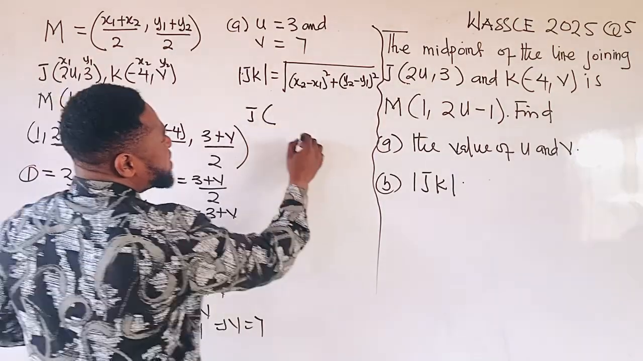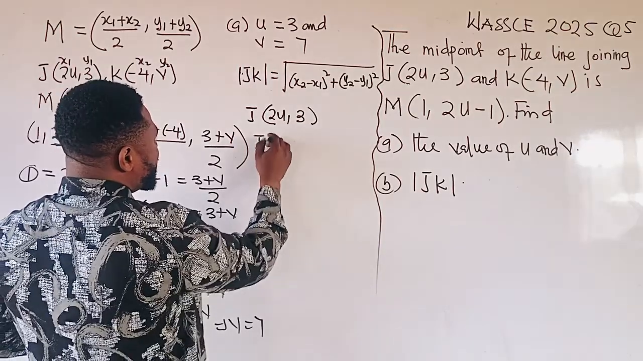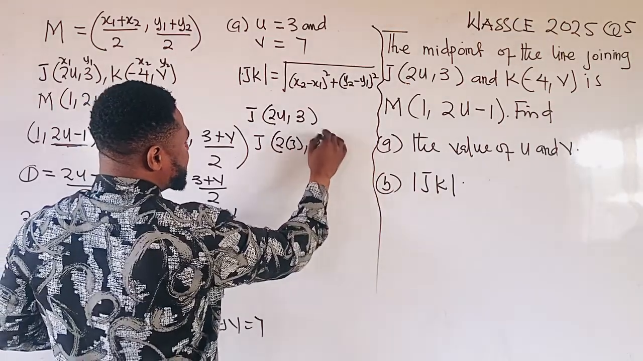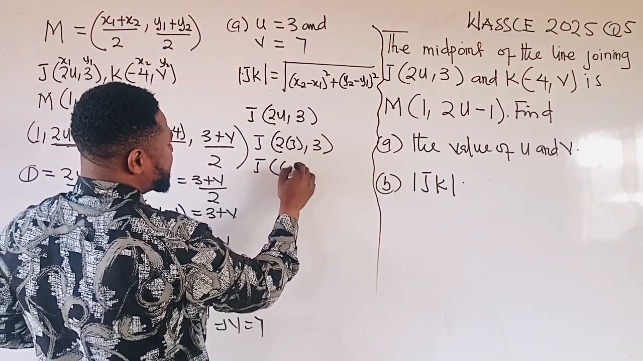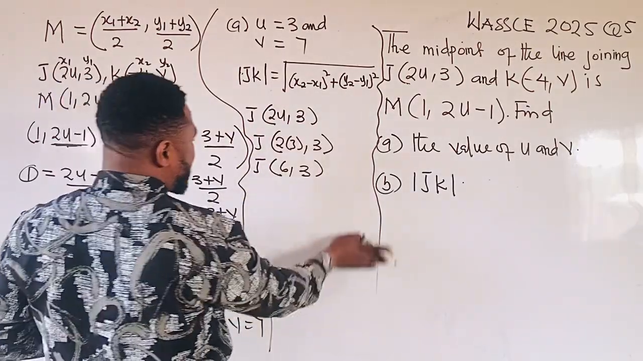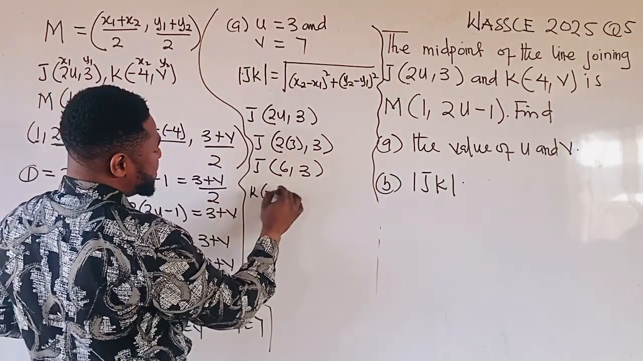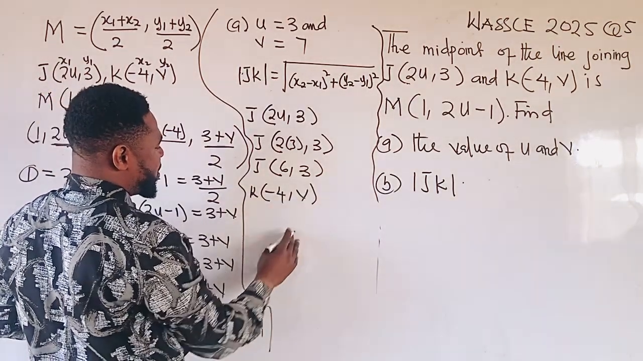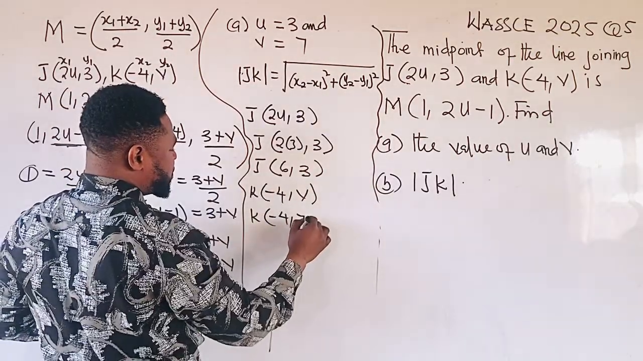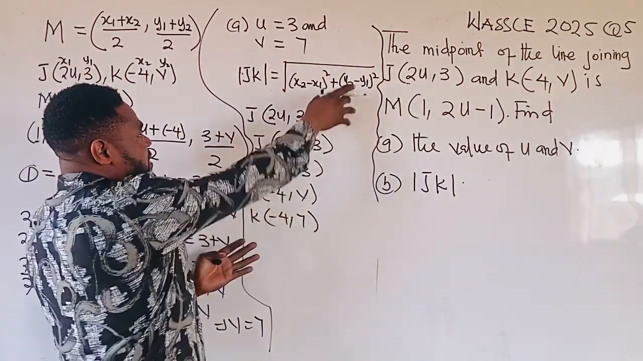Our J from the question is (2u, 3). Now we know our u to be 3, so we fix 3 here, and we have (6, 3). So this is our J now. Now let's also get our K. Our K is (negative 4, v), but our v is 7. So we have this.